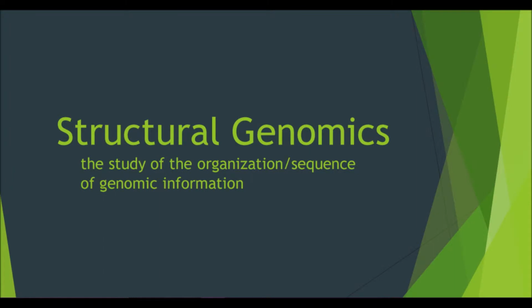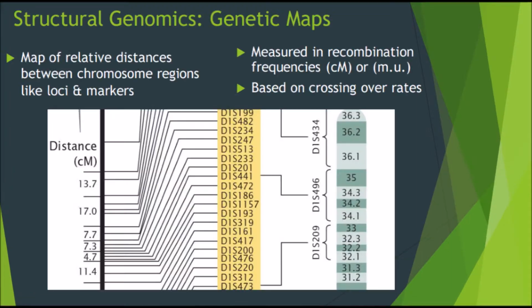Structural genomics is the study of the organization or sequence of genetic information. Genetic maps are maps of relative distances between chromosome regions. They are measured in recombination frequencies or map units, and they are based on crossing over rates.